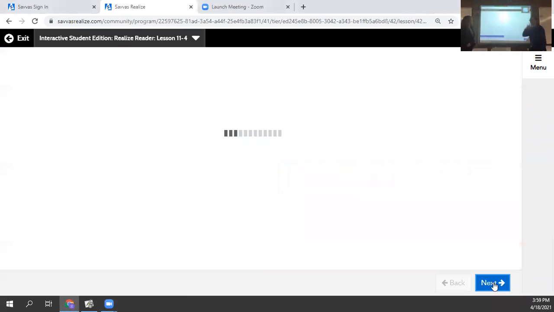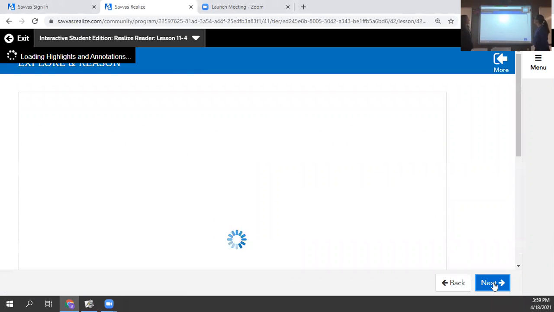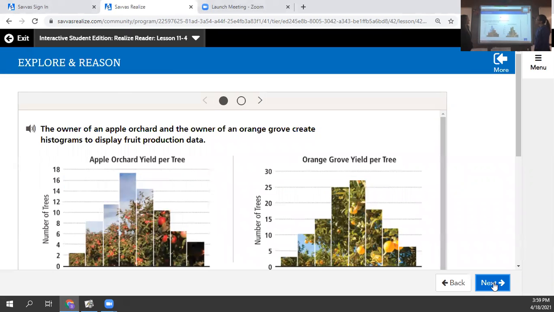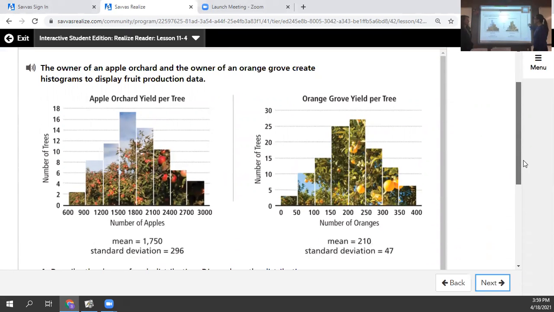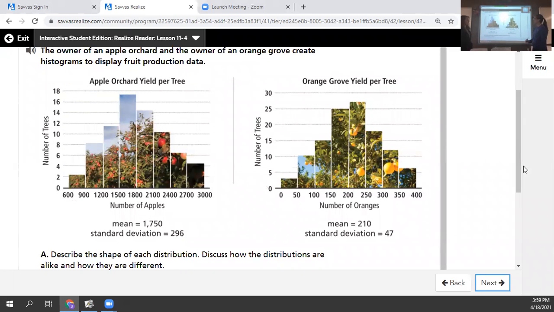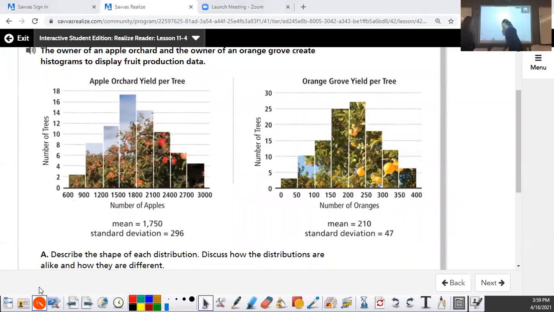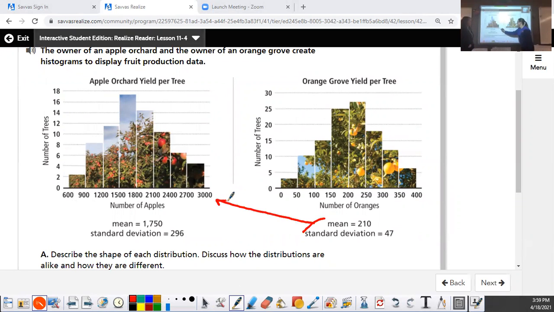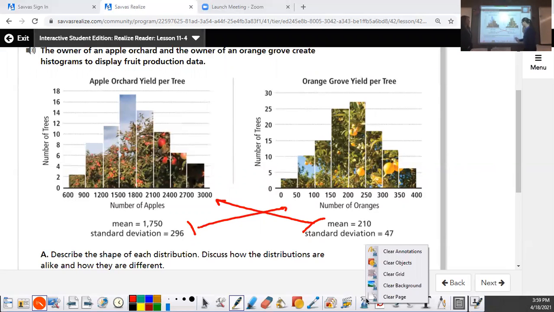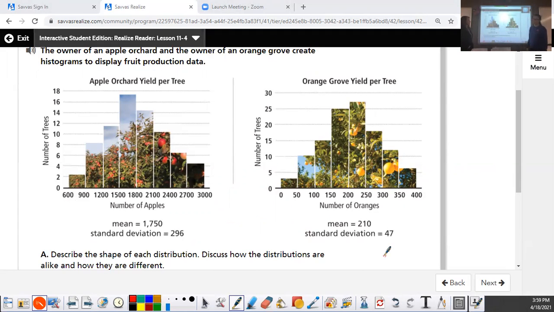Okay. So the first little bit that we're going to do is to look at the Explore and Reason. Caution, there's a slight error in your student companion. They switched the placement of the two graphs, but they left the mean and standard deviations in the right places. So you just need to put an arrow. This mean and standard deviation go with the apples, and this mean and standard deviation go with the oranges. That's in your student companion. Here we have it correct, so we are going to just leave it because they do match here.